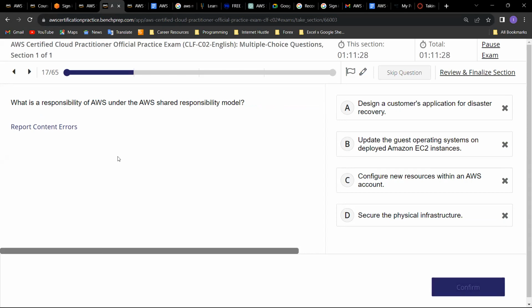AWS responsibility. Wholesale. More being this guest OS, then host OS. If you know what channel, it will confuse you. So guest is for the customer, host is for AWS. Okay, so this one is also wholesale.